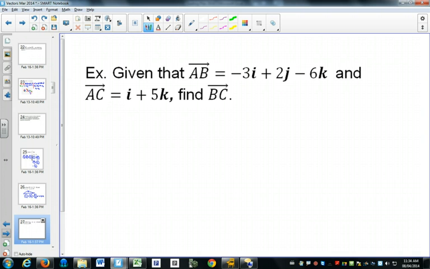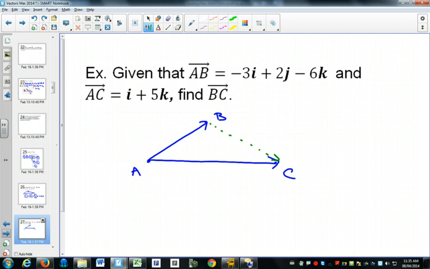Again, for a lot of these vector questions, you're going to want to draw a picture out first. Because in this one, we're given A to B, we're given A to C, and we want to find B to C. So here's A, here's B, here's C. What do we know? We know A to C, which is this vector with this arrow on it. We know A to B, which is this vector with this arrow on it. We want to find B to C here.